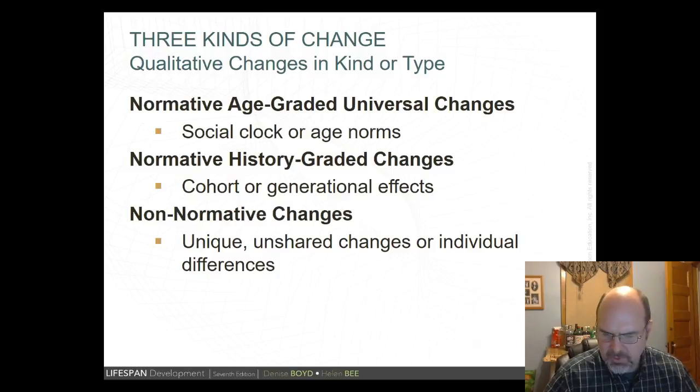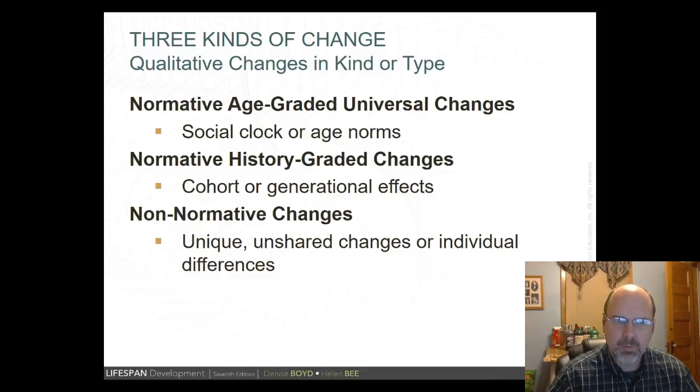However, this can lead to what's called ageism, which is prejudice based on age, where there's expected behaviors for each age level. Normative history-graded changes. That's where your cohort or generational effects. This group of individuals born in the same range of years have a shared historical experience. And sometimes different cohorts may have quite a different life experiences based on their history.